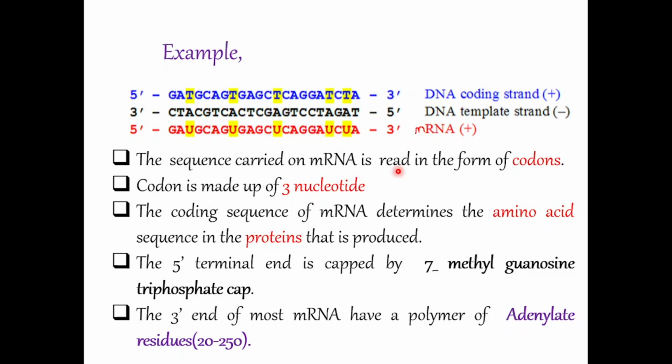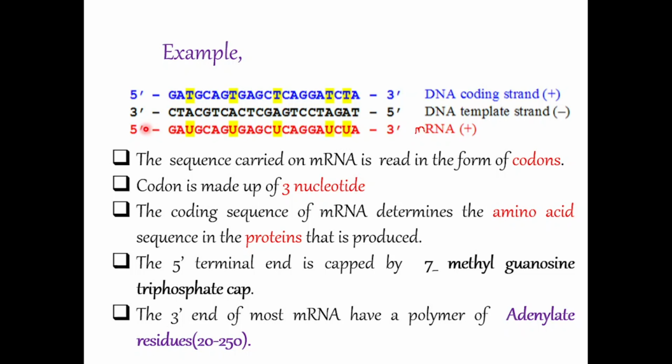So the sequence carried on messenger RNA is read in the form of codons. A codon is a triplet, three nucleotides. For example, guanine adenine uracil is one codon, it may code a certain amino acid. Guanine cytosine adenine is another codon, it may code another amino acid. Guanine uracil guanine is also another codon, it may code another amino acid. In such a way, it codes those different amino acids.